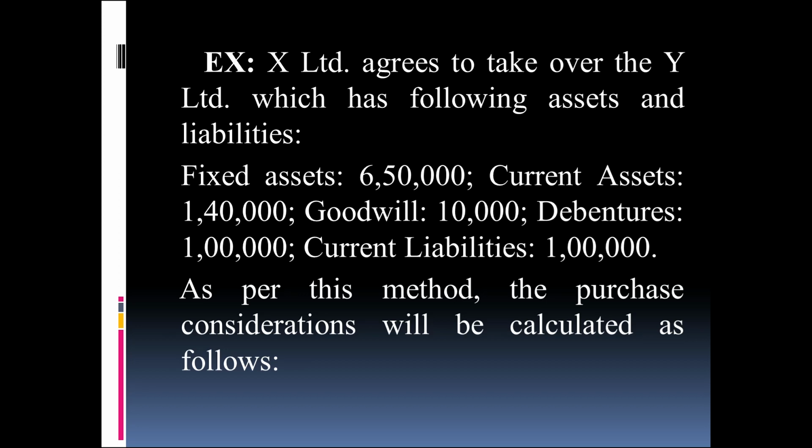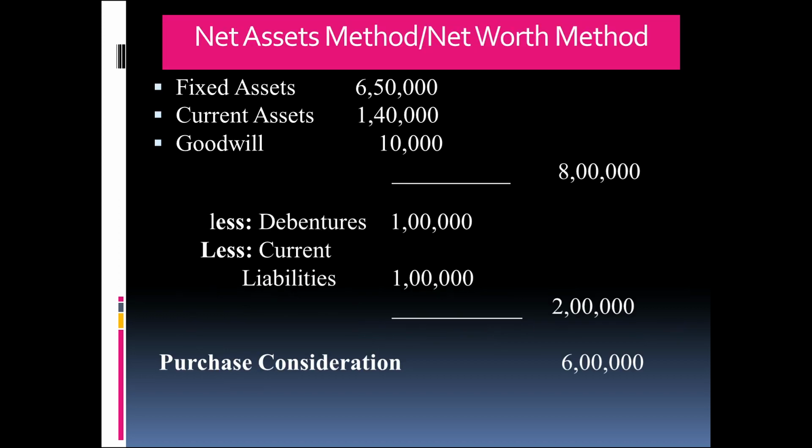Example, X Limited agrees to take over Y Limited, which has the following assets and liabilities. Fixed assets 6,50,000, current assets 1,40,000, goodwill 10,000, debentures 1 lakh, current liabilities 1 lakh. As per this method, the purchase consideration will be calculated as follows. Fixed asset 6,50,000, current asset 1,40,000, goodwill 10,000. The total assets taken over by the purchasing company, 8 lakh. Then liabilities: debentures 1 lakh, current liabilities 1 lakh, total liabilities 2 lakh. The purchase consideration will be 6 lakh.